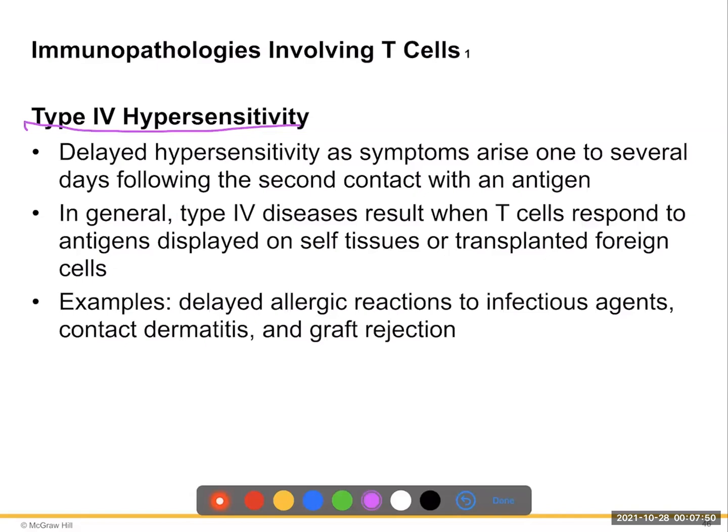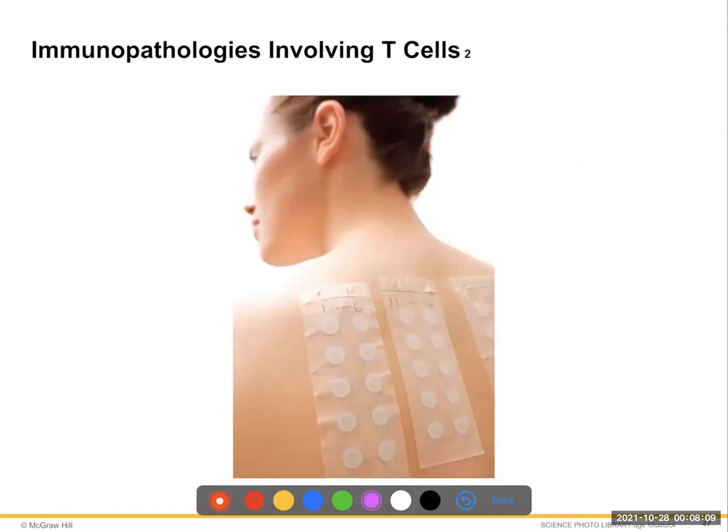So in general, type 4 diseases result when T cells respond to different antigens displayed on self tissues or transplanted foreign cells, like a delayed allergic reaction to infectious agents, contact dermatitis, or rejection of a transplant or a graft onto the body. When you want to test for these, if you're going to be able to accept this graft, like I said, we have the array set up. We test different things, different allergens, and what you can tolerate.